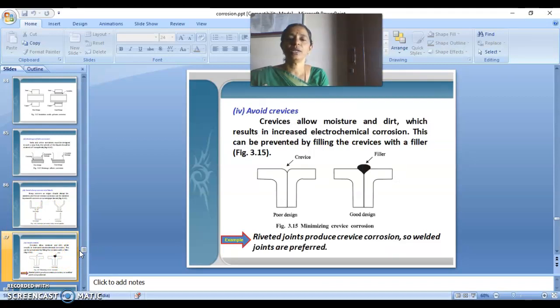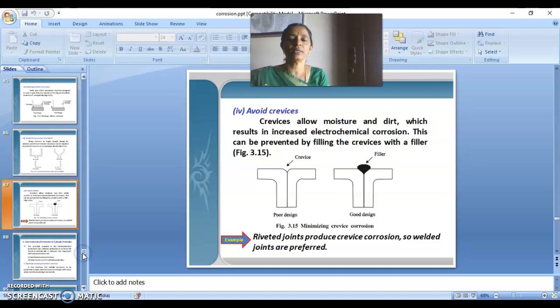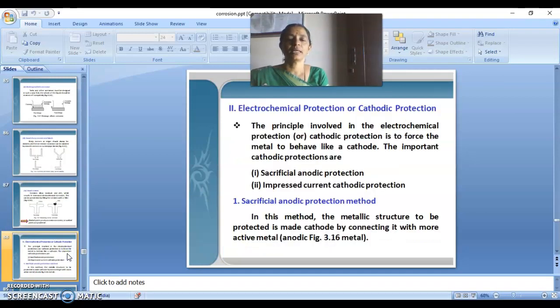Then avoiding crevices. Crevice is a type of corrosion which is damaging the metallic piece. So by avoiding the crevice, we can prevent this corrosion type. The next one, the most important one, is corrosion prevention by the electrochemical protection method. By using this electrochemical protection method or cathodic protection method, we can completely avoid the corrosion.